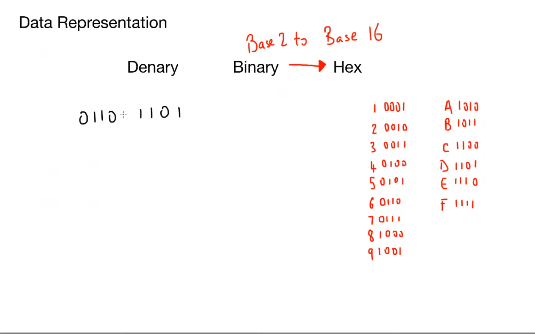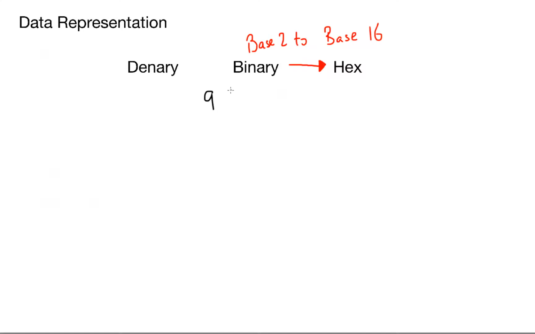Same process applies. I've got 01101101. I split them into nibbles, I apply the values on the top, and then just add the values, and I've got 6 and 13, that's D. Now it's suddenly become much easier with the table on the right hand side. But what about going backwards from hexadecimal into binary?